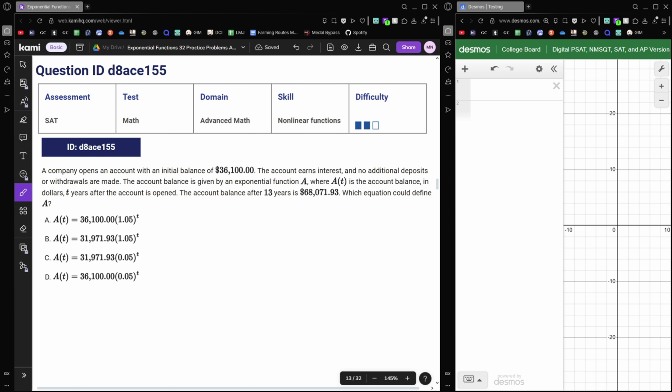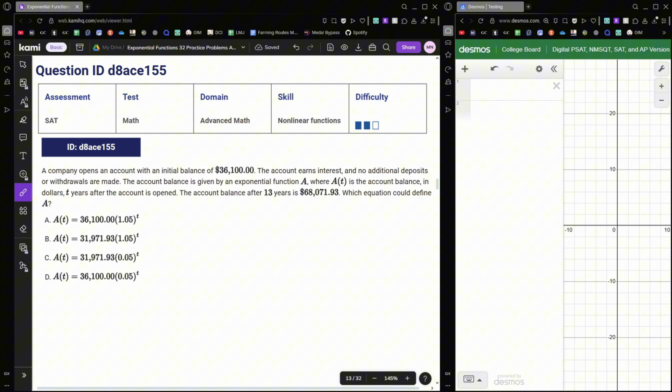Question number 13. A company opens an account with an initial balance of $36,100. The account earns interest and no additional deposits or withdrawals are made. The account balance is given by an exponential function A, where A of t is the account balance in dollars t years after the account is opened. The account balance after 13 years is $68,071.93. Which equation could define A?